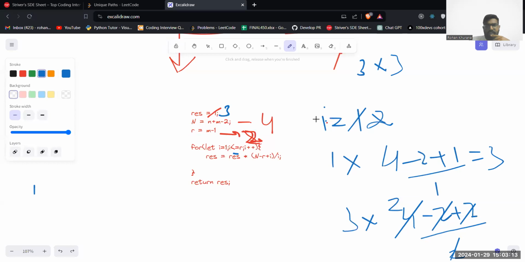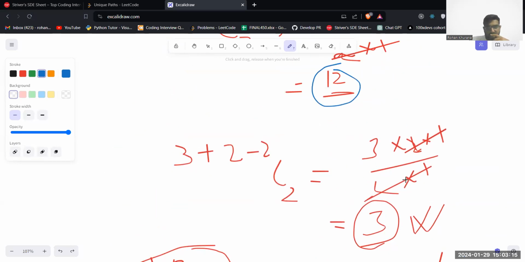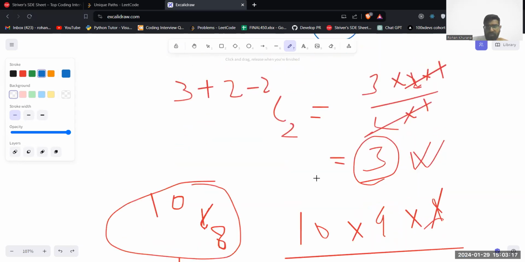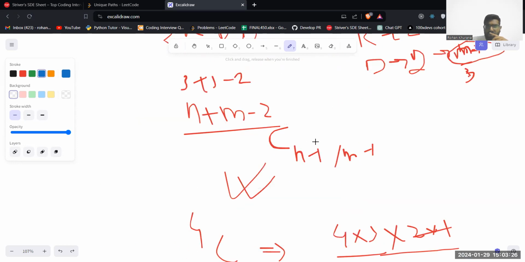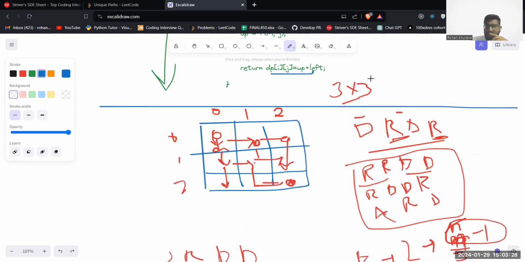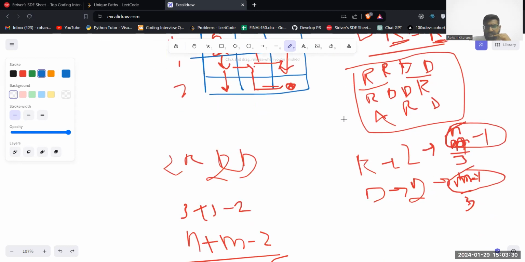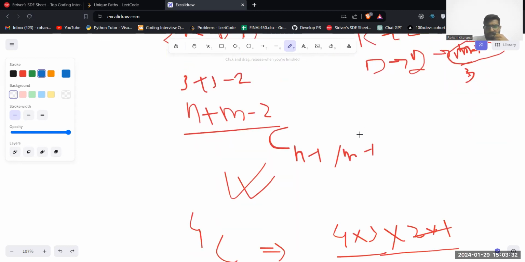Hello guys. I think there was some mistake here, right? So when we were taking a 3 cross 3 matrix, this is 3 cross 3, right? So what is n plus m minus 2? It is nothing but 4C, and C is n minus 1, that is 2.